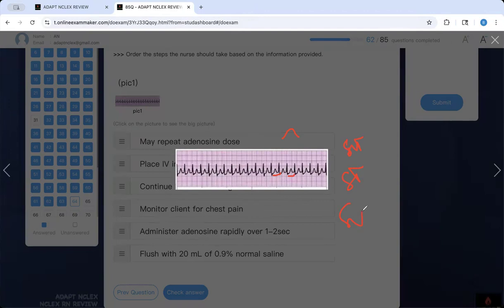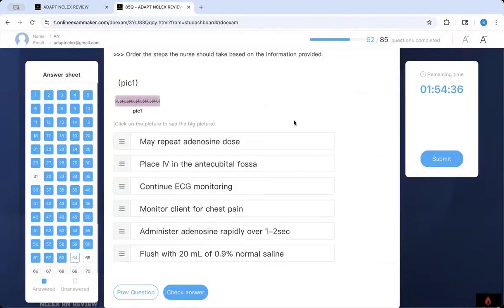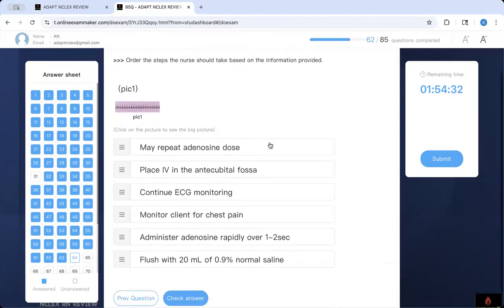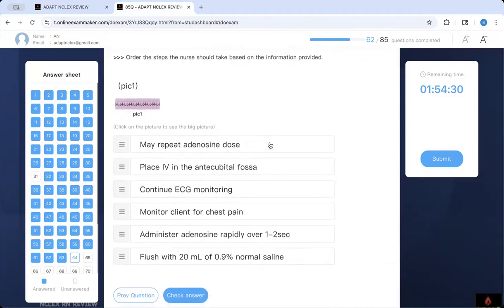This is SVT. That is the difference from the one we saw. This is SVT because in supraventricular tachycardia, the atrial wave and the T wave all come together. There is no space. Therefore, this is SVT. How do you manage SVT is the question. What are your steps in the management of SVT? First, you got to go through the steps.